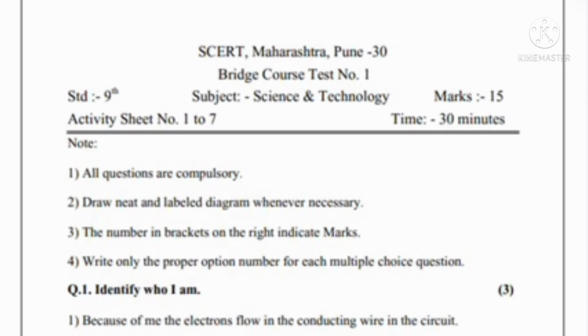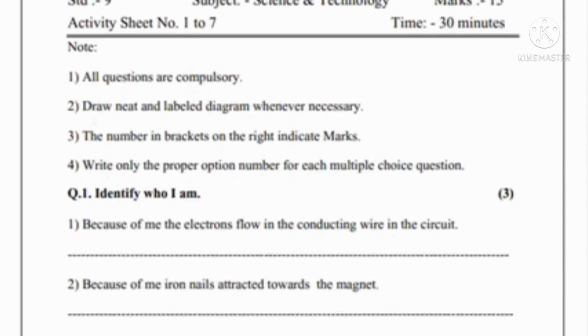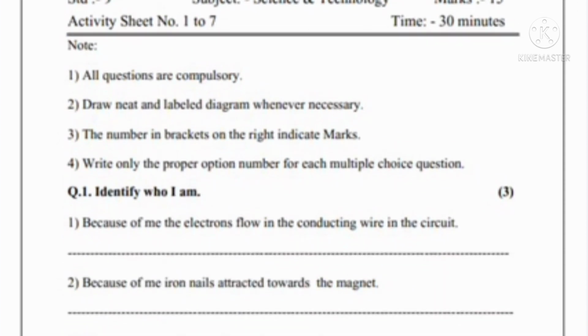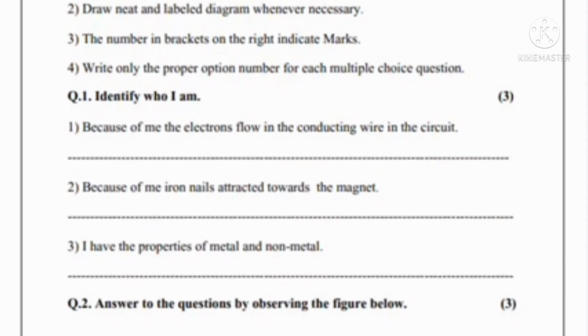Bridge course, test number 1, subject Science and Technology for 15 marks, standard 9th, activity sheet number 1 to 7, and time 30 minutes. Question number first, identify who am I. First, because of me, the electrons flow in the conducting wire in the circuit. Answer is potential difference.